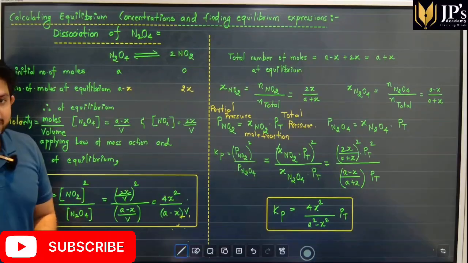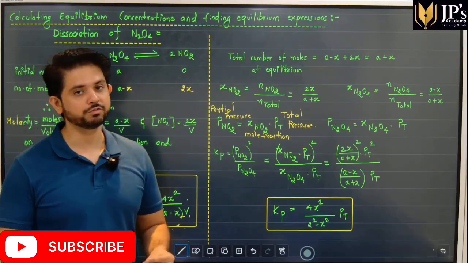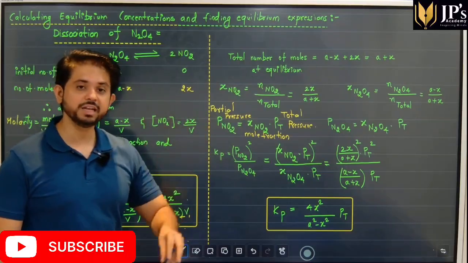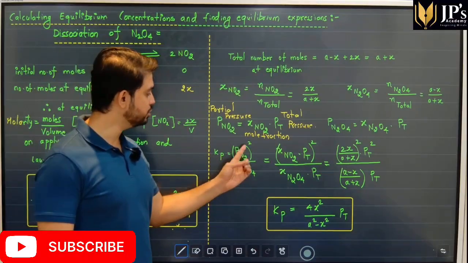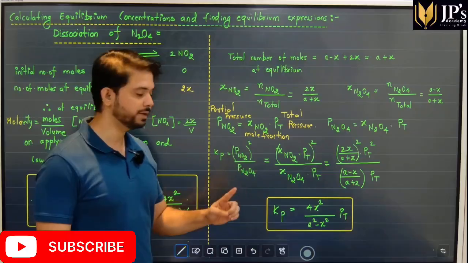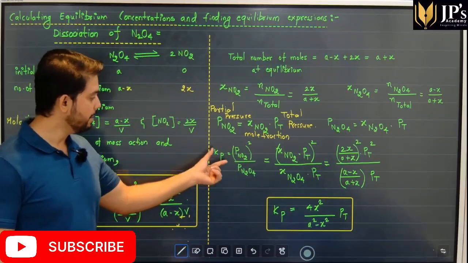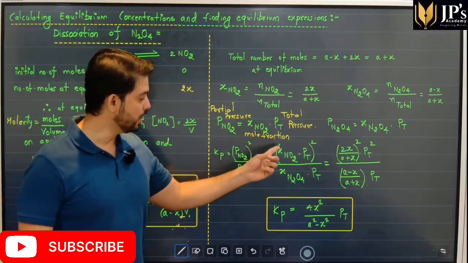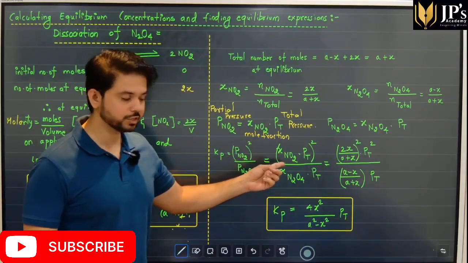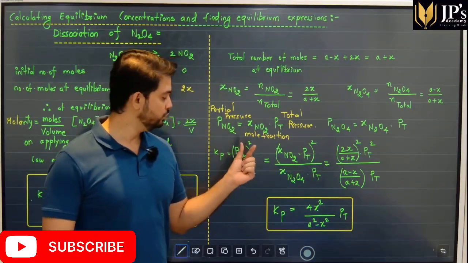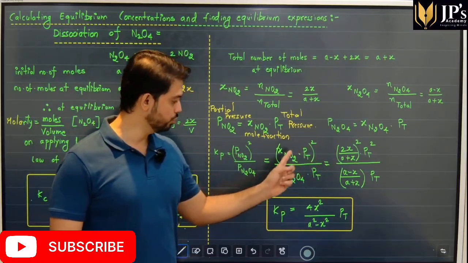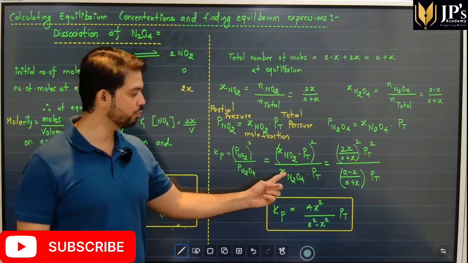Depending upon the numerical, some values will be given and you'll have to find the value for Kc. Similarly, to find Kp, we need the partial pressure of NO2 upon partial pressure of N2O4. But partial pressure according to Dalton's law is the mole fraction of the component into total pressure. So that will become mole fraction of NO2 into total pressure, the whole square, upon mole fraction of N2O4 into total pressure.